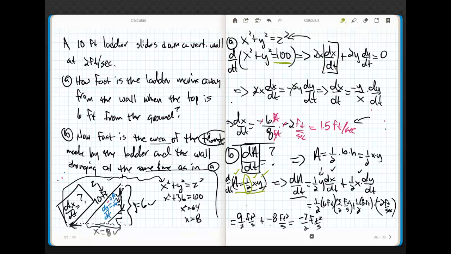All right, that's a brief introduction into related rates of change. We are going to do a boatload of these. You'll get very good at them, I promise. We're going to spend a couple days on this, just playing. So I will see you in class tomorrow.